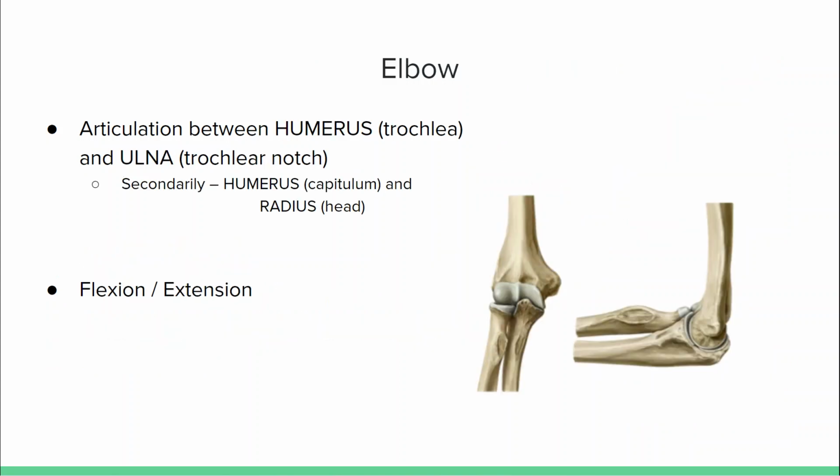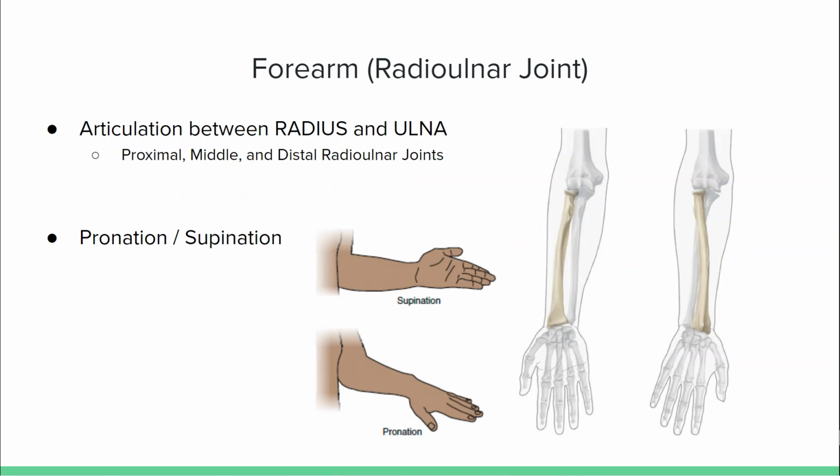The elbow joint, which is also a hinge joint analogous to our knee, is an articulation between the trochlea of the humerus and the ulna, the trochlear notch. And it results in flexion and extension. There's also movement between the humerus and the radius during this movement. The forearm, or your radioulnar joint, is a very long joint, and the motion is pronation and supination, which is in the horizontal plane.